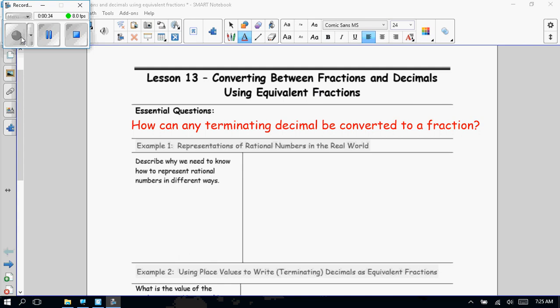Terminate means they end. It's not a repeat. Doesn't do any of those crazy things. We're just talking about simple, straightforward fractions here.